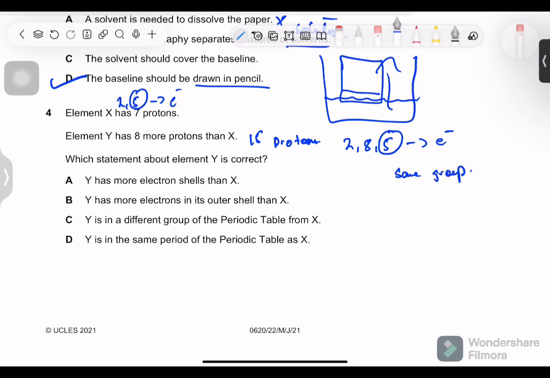So same group but different period. Different period because the number of shells are different, 3 shells and 2 shells. So the period depends on the number of shells. Okay, so let's read the options. Y has more electron shells than X. True, straight away. All others we have discussed why they're incorrect.